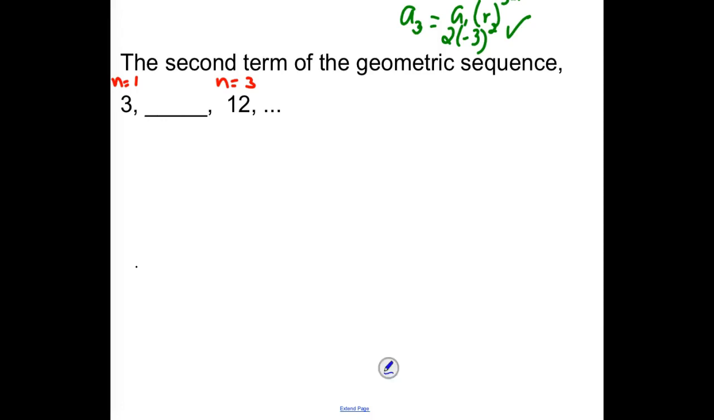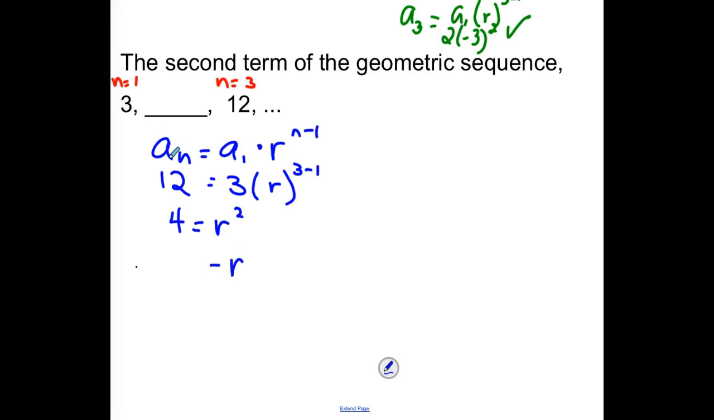All right, starting out, we know that it's geometric. We know that our first term is 3. And we know that our third term, so when n is 3, we should get a 12 for an answer, correct? Dividing by 3, we get 4 equals r squared, which means r could be what? It could be positive or negative 2, yes? What would we need to have in order to know which one it's supposed to be? We'd need a fourth term.